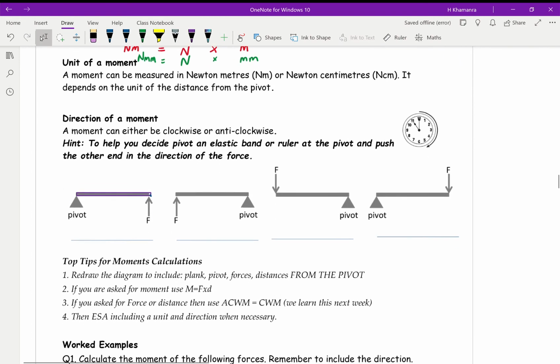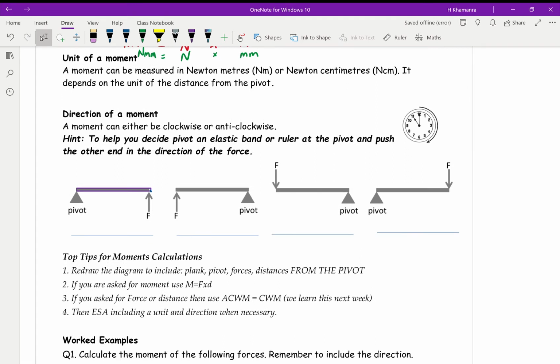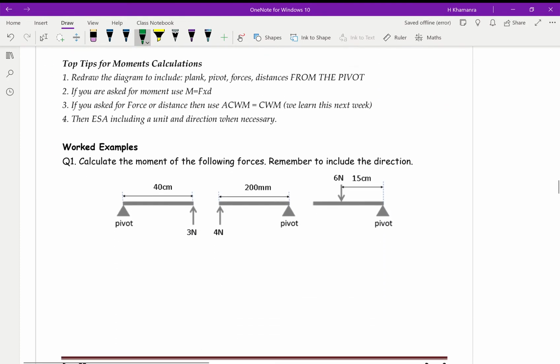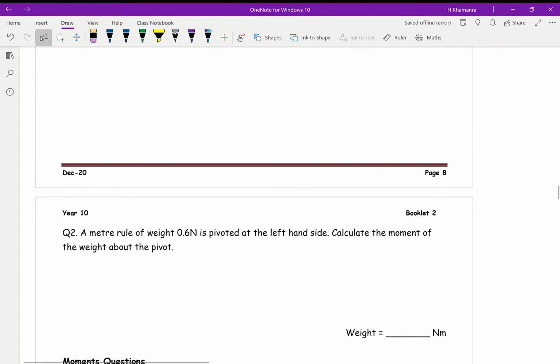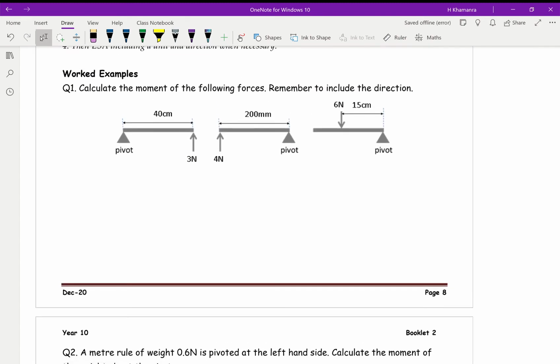Now, the direction of a moment is also very important, and there's a separate video for you to watch on that to help you decide whether a moment is clockwise or anti-clockwise, because moments are turning forces, and we turn in either a clockwise or an anti-clockwise direction. So I would like you to watch that video, and you will find the answers to these four options inside that video. Now, I'm going to do a couple of worked examples here, and then you're going to do some yourselves and upload them for us to see your working out, okay?